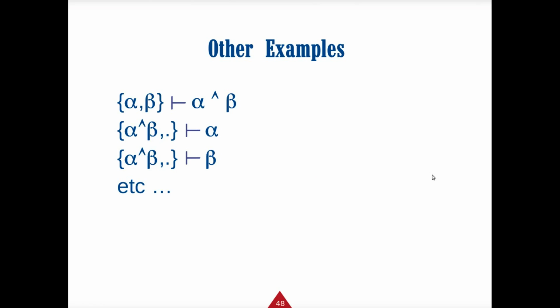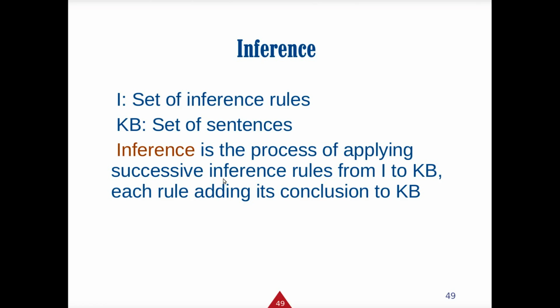And so other examples include alpha and beta implies alpha, or alpha and beta implies beta. This is just another implication. That implies infers. So you can do inference proofs.